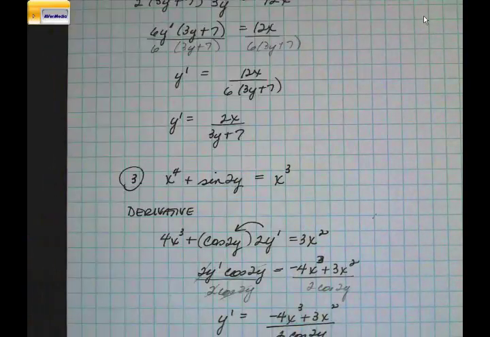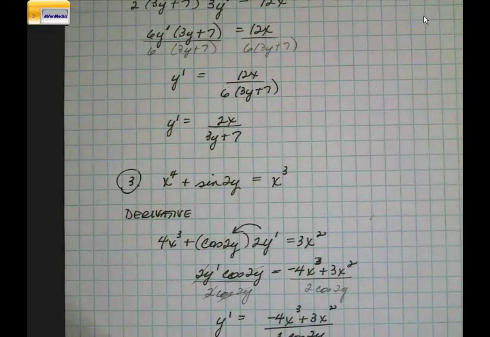Product rule. Yep, I guess that's a good way for me to explain that too: you've got both variables next to each other. That's a product rule. Okay, two variables.